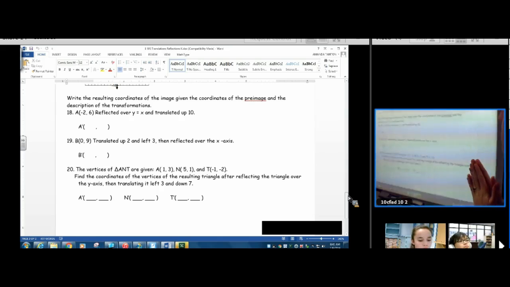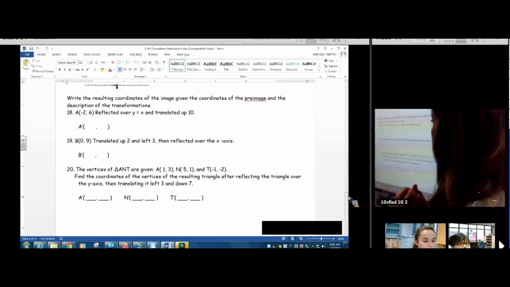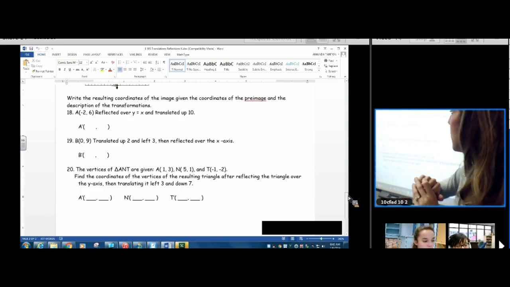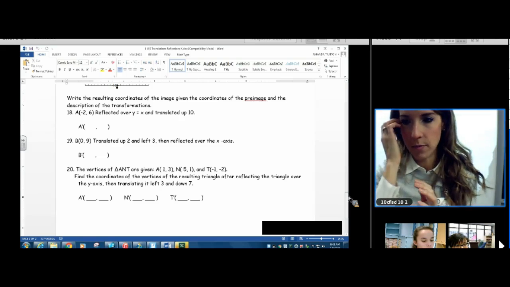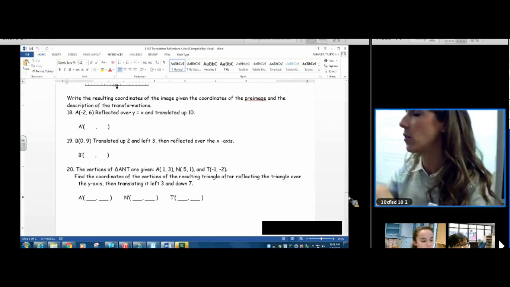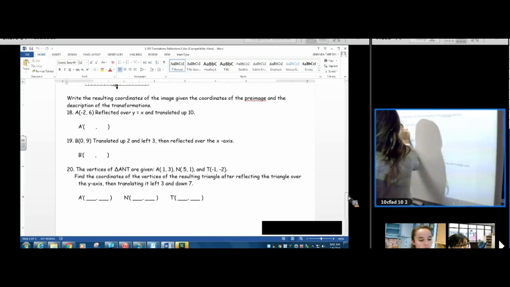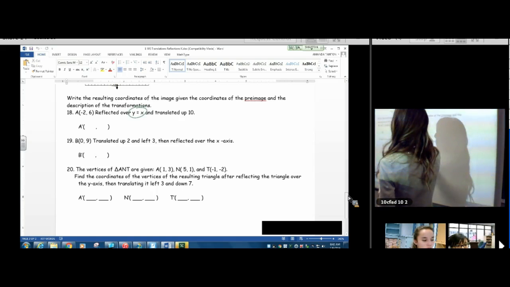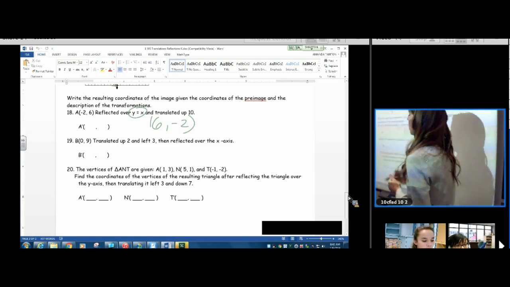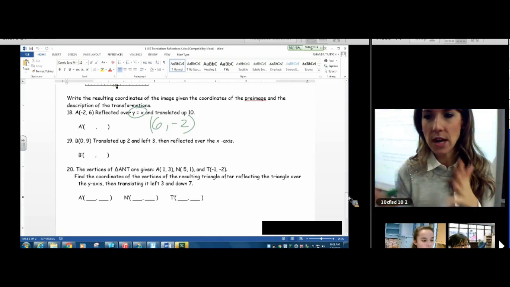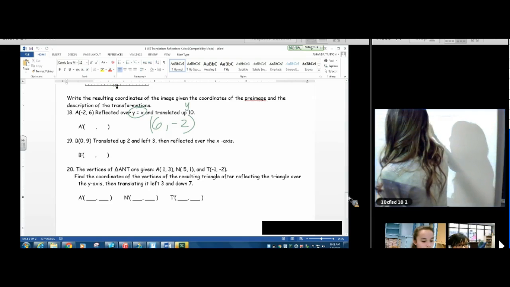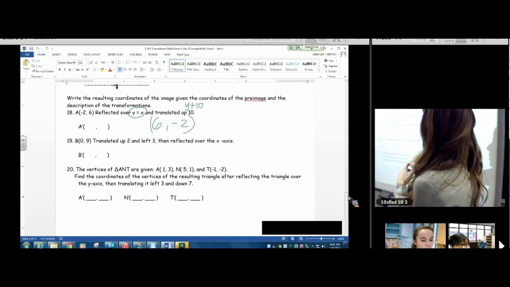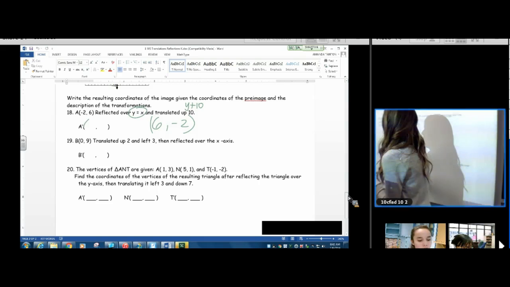18 says, write the resulting coordinates of the image, given the coordinates of the pre-image and the description. All right, so the pre-image is negative 2, 6. I want to reflect over y equals x, and I want to translate up 10. All right, we'll write the middle step in so we don't get confused. Reflect over y equals x. Well, that just means trade places, switcheroo. Boom. I just reflected over y equals x. Now I'm going to translate it up 10. We know that means y plus 10. So that's how we end up with 6, 8.